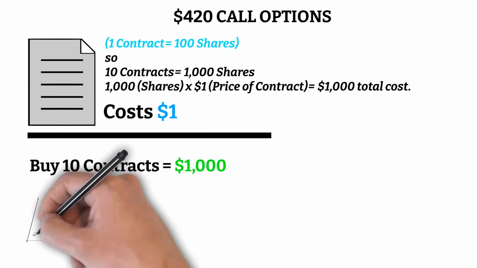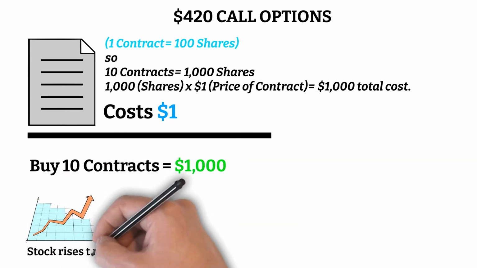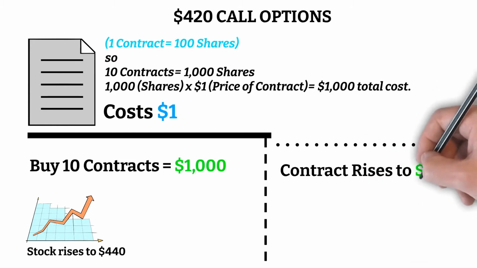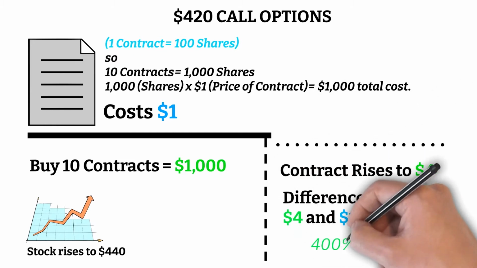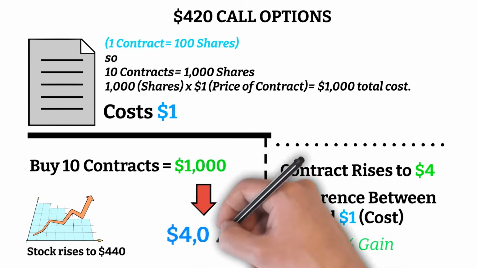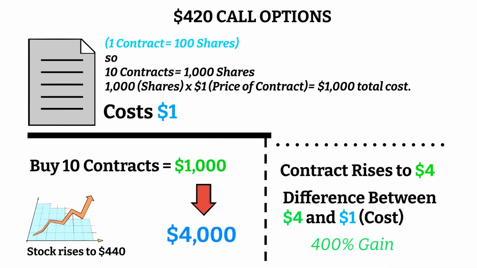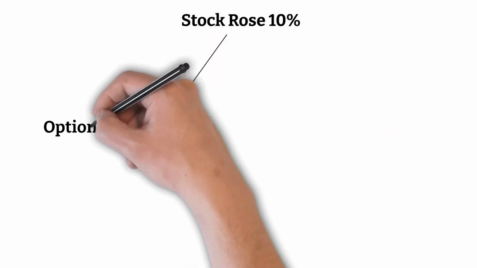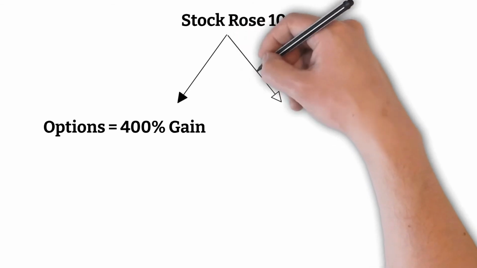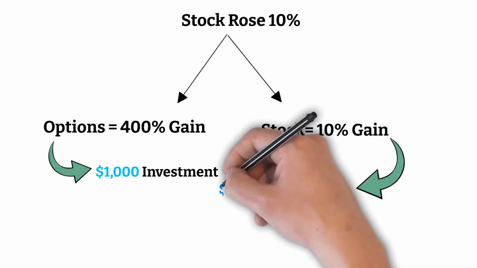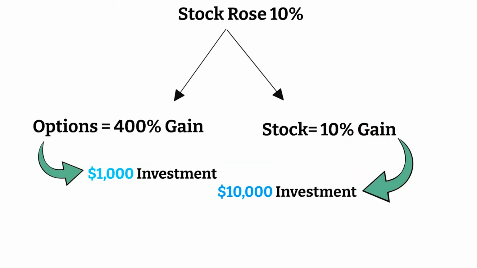Then, like the previous example, the stock goes up to $440. Let's say for this example that your option contract goes all the way up to $4, which would end up being a 400% gain. That $1,000 investment would now be worth $4,000. As you can see, in both examples, the stock went up 10%. However, with the options, you were able to net a 400% return, while trading the stock, you're only able to net a 10% return. You're also able to make more money with the options contract while putting in less money.